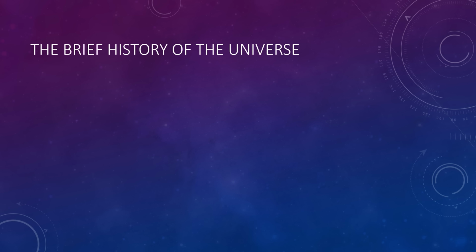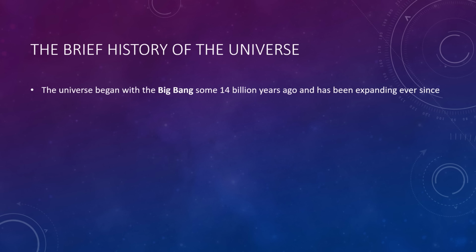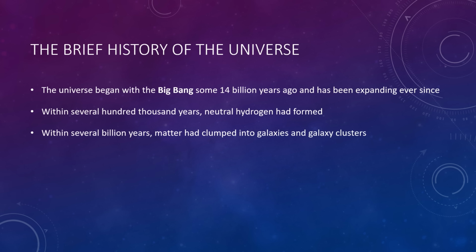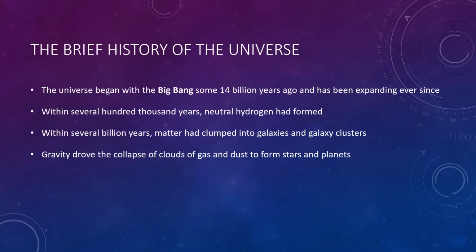All right, so let's take a look at the brief history of the universe. I'm just going to step through this quickly and we'll go into more depth later on. The universe began with the Big Bang some 14 billion years ago and has been expanding ever since. Within several 100,000 years, neutral hydrogen has formed. This is the first element on our periodic table. Within several billion years, matter has clumped together to start forming galaxies and clusters of galaxies. Gravity eventually drove the collapse of clouds and gas and dust to start forming stars and planets.